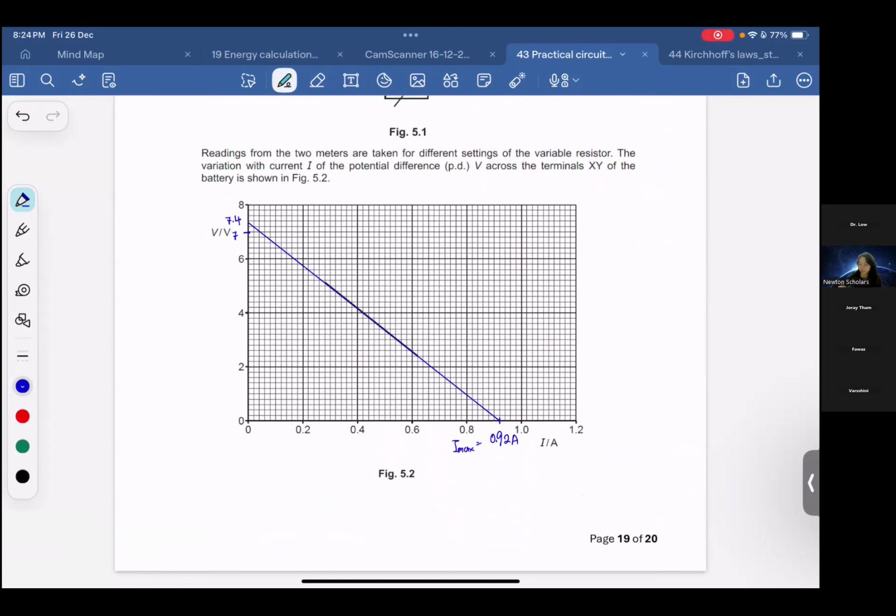One is the y-intercept. Easy. Y-intercept is EMF, that's all. Second, gradient. Gradient is actually finding your R, the internal resistance. So can you find the internal resistance from the graph for me? Do it right now.